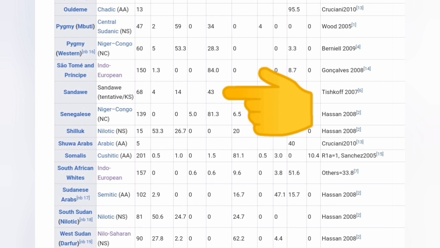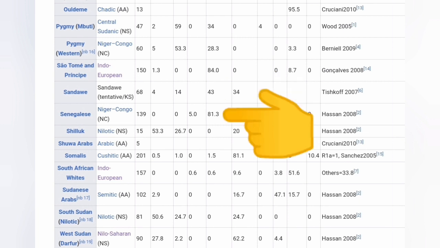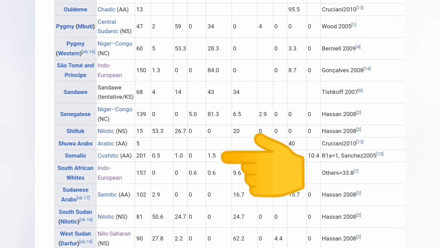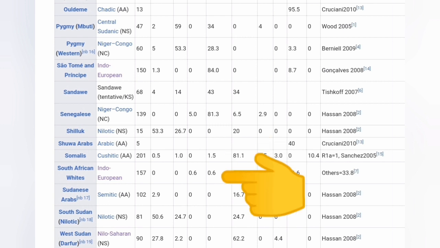43% in Sandawe, Senegalese 81%, 0% in Nilotic, zero not applicable in Arabia, 1.5% Cushitic, 0.6% in South African whites. It's 0.6%. 0% in Semitic. By the way, that 0.6%, I have to explain this again, is due to mixture. South African whites is white people in South Africa.